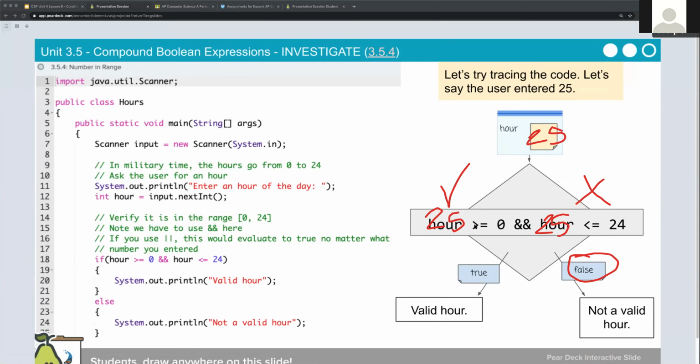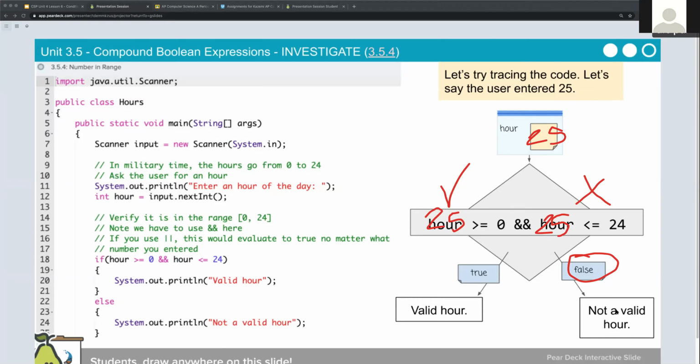So we've got 25 is greater than or equal to 0. That's true. 25 is bigger than 0. And then we have to evaluate the right-hand side of this and. Is 25 less than or equal to 24? No, it is not. It is bigger than 24. So this side is false. So we have true and false. We know that for an and to be true, both sides have to be true. So this is going to be false.